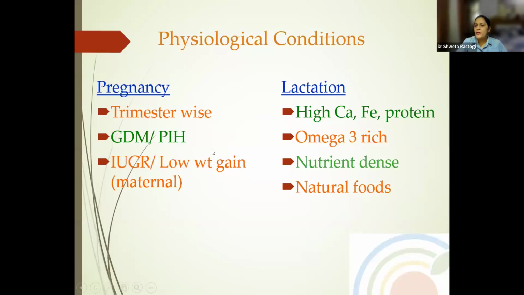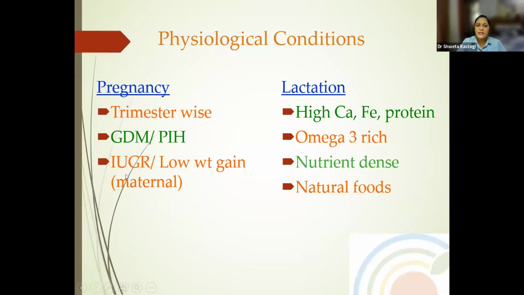Here, what is important in PIH is that if you increase the quantity of fruits for that particular patient, it works better. Rest is very important, and high protein diets in both these conditions, GDM and PIH, are required because an early delivery is usually indicated in such cases.